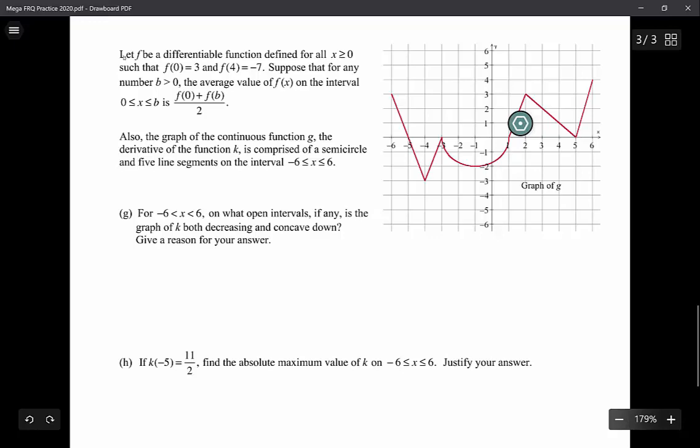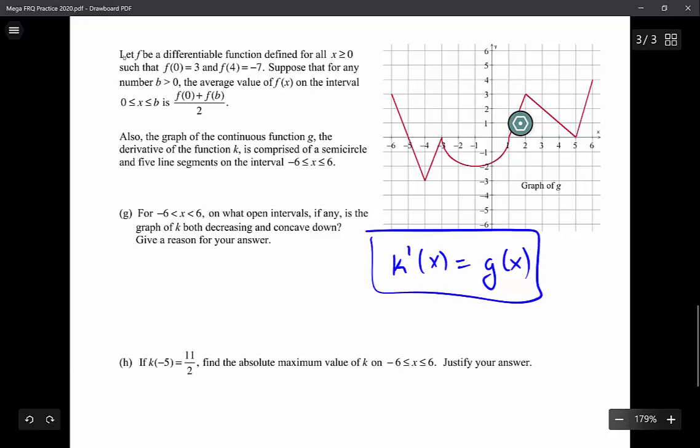This is where it says G, the derivative of K. So G is the derivative of K. That means K prime of x equals G of x. Just making sure we know that's our starting point for this. So where is k decreasing and concave down? Well, decreasing would just be where it's below the axis. Concave down would be where it's decreasing. So where is this graph below the axis and decreasing? What intervals?